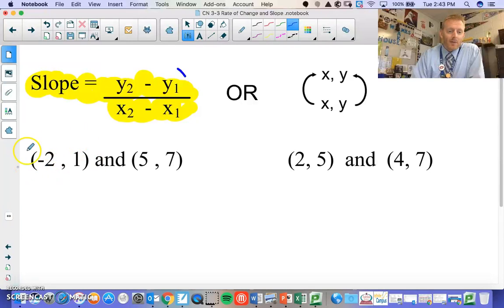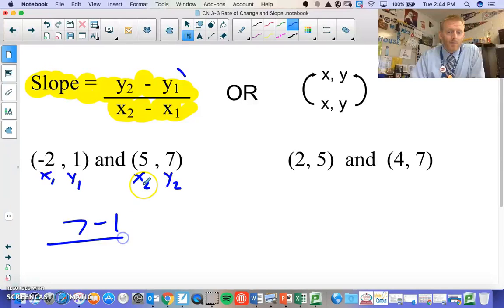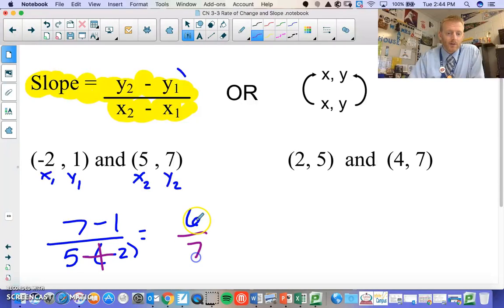If I label my first point as my x1 and y1, and my second point as my x2 and y2, I can just plug those numbers into the formula and get to work. So if we do that, everyone's happy. 7 minus 1 is where our y2 minus y1 happened on the top. And on the bottom was x2 minus x1, so that's 5 minus negative 2. We all learned a long time ago that 7 minus 1 was 6, and that 5 minus a negative 2 turns into a big old plus sign, so it turns into 6 over 7. My slope is 6 over 7.